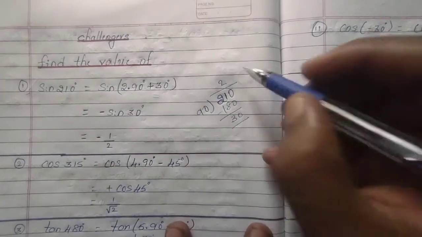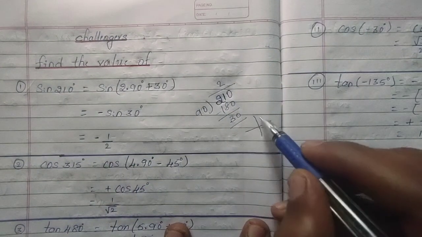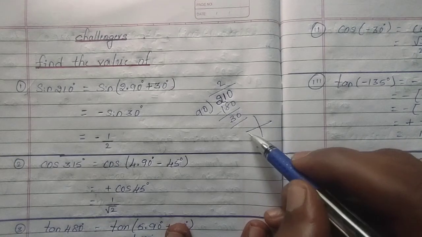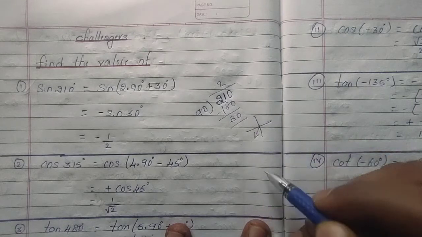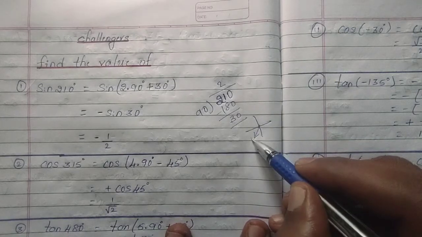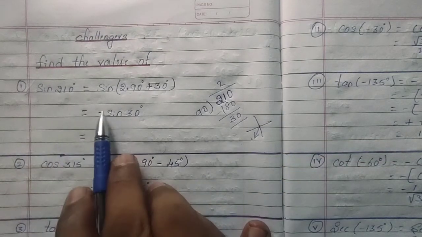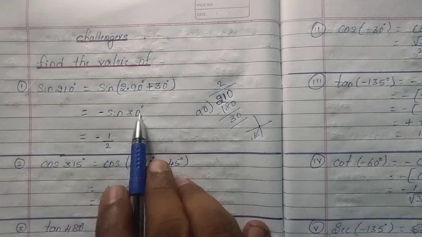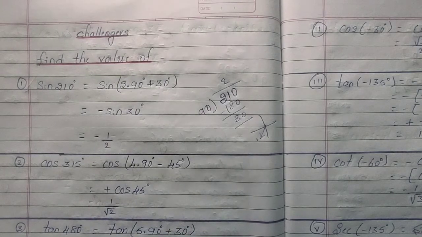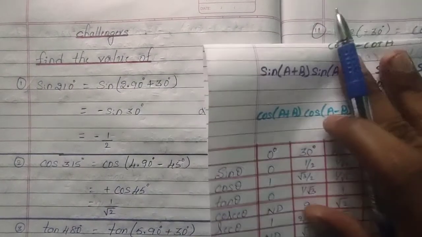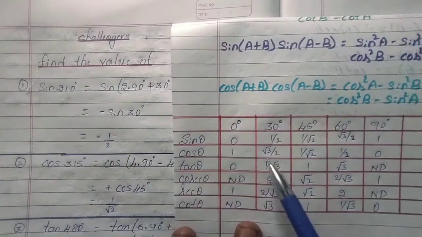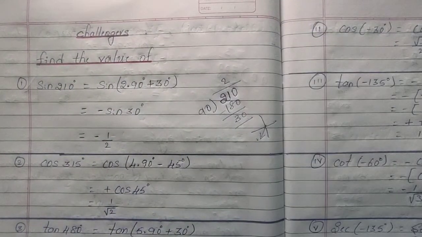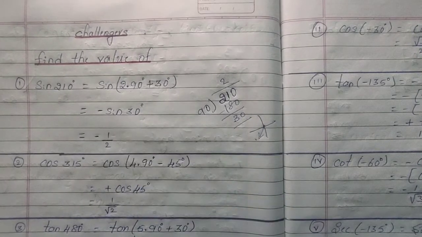210, where does 210 come? 0, 90, 180, 270. 210 means it is in the third quadrant. In the third quadrant, sine is negative. Therefore, minus. In our result, minus we should take. So, minus sine 30 degree. What is sine 30 degree? Here, sine 30 degree is 1 by 2. So the answer is minus 1 by 2.